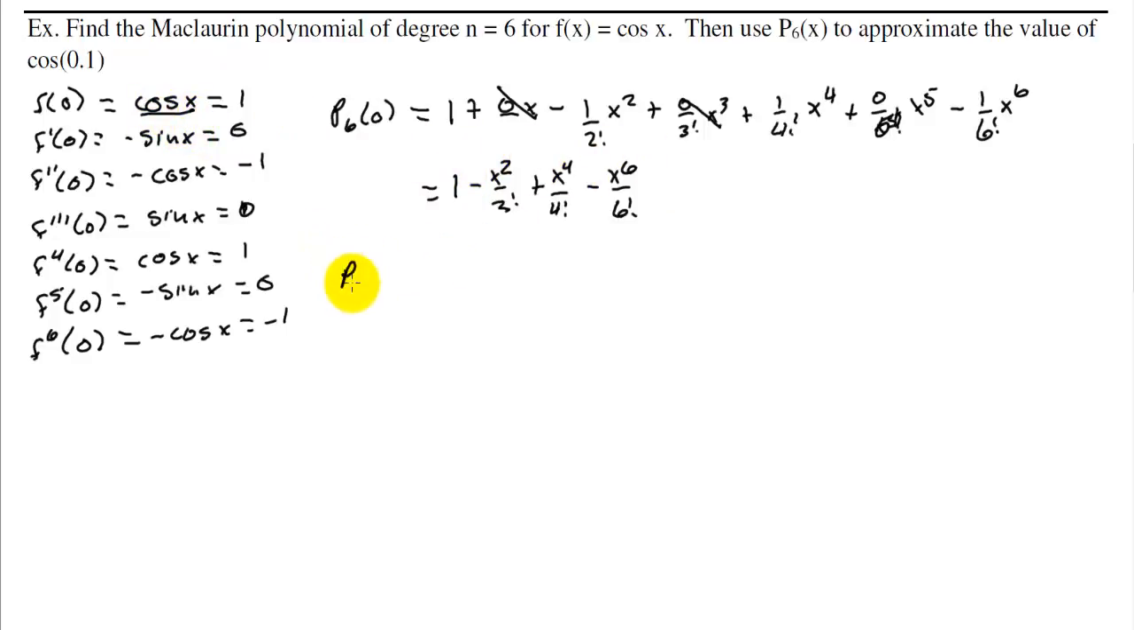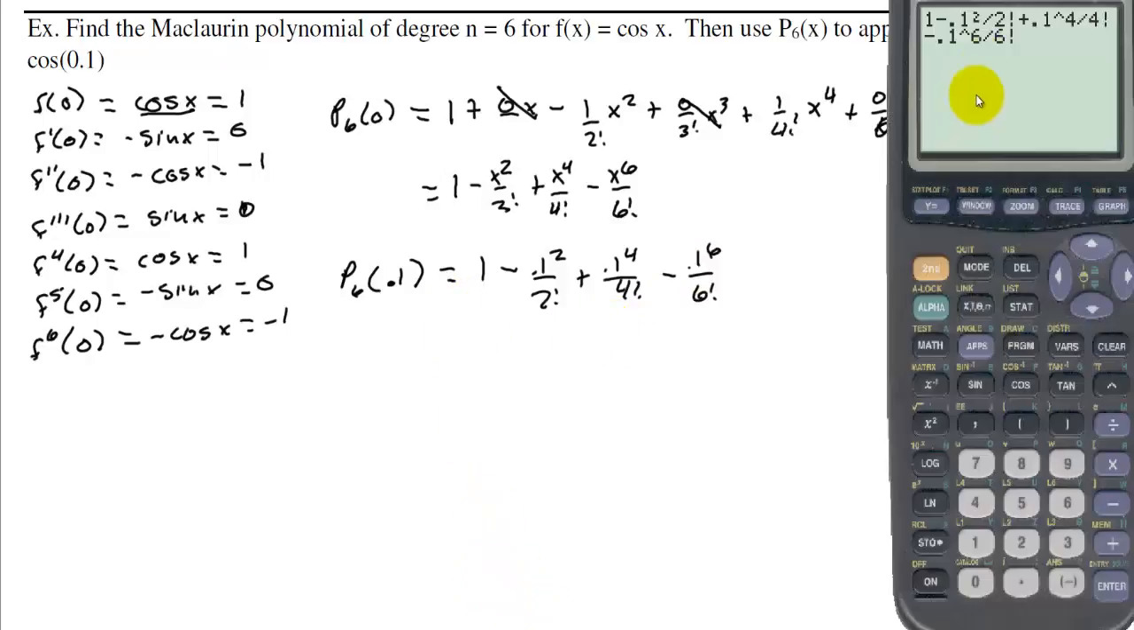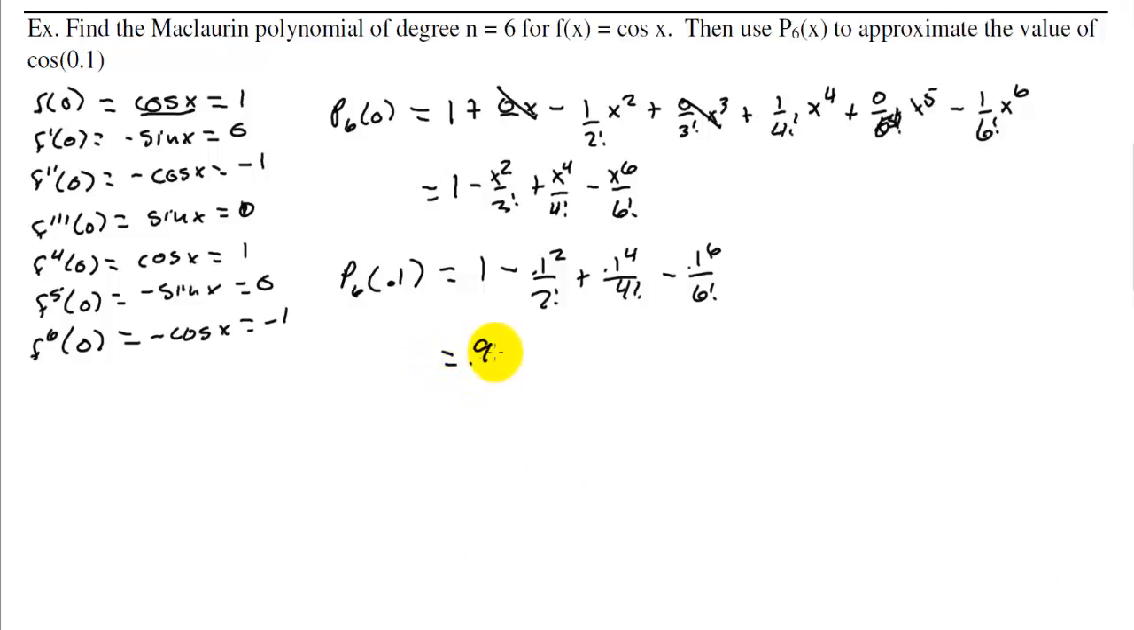Now we're going to use that to approximate p sub 6 of 0.1. So we'll have 1 minus 0.1 squared over 2 factorial plus 0.1 to the fourth over 4 factorial, and then minus 0.1 to the sixth over 6 factorial. And I'm going to stop this and enter that into the calculator. So we entered this into the calculator, we press enter, and we get 0.995. So that's equal to 0.995.